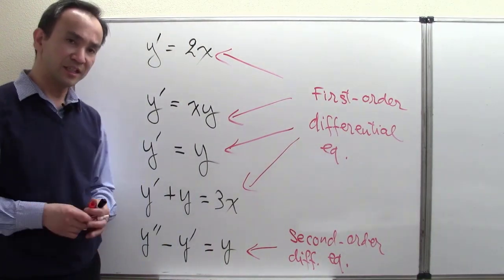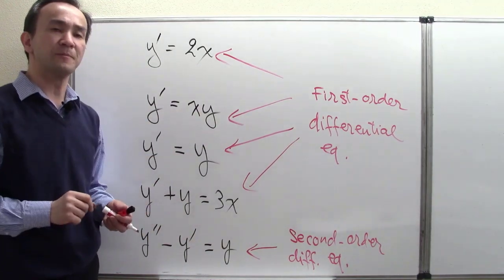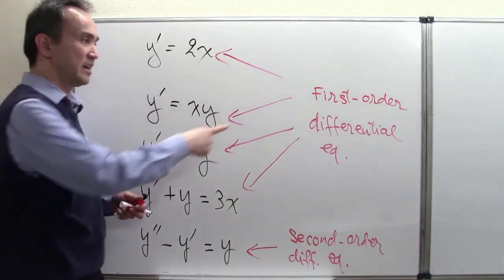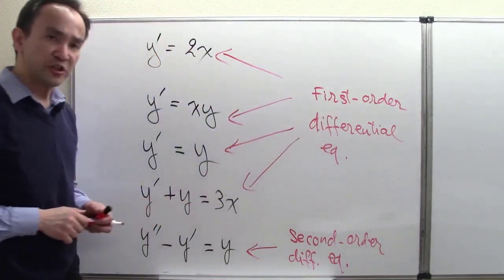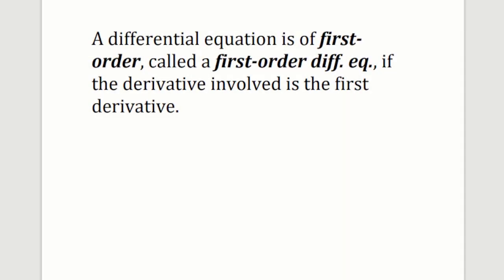All right, and so now I'm going to summarize all of this into a formal worded definition on the computer screen about what it means to be a first order differential equation. A differential equation is of first order, and generally we call it a first order differential equation, or in short, first order DFQ, if the derivative involved is the first derivative.